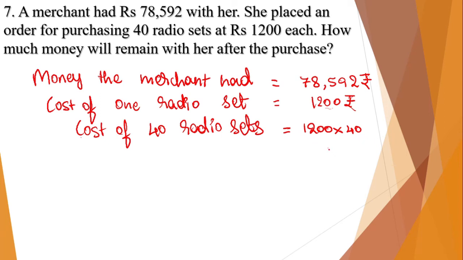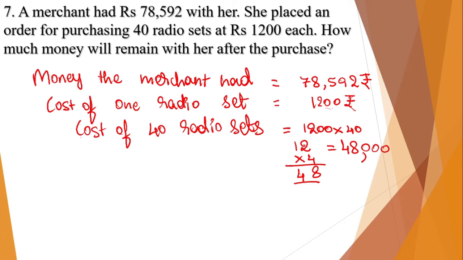So only 12 into 4 we should do. 4 2s is 8, and 4 1s is 4. So we will get 48. Now for 48, we should add the 3 zeros which we ignored. After adding 3 zeros, we got our answer as 48,000. Now we should do 78,592 minus 48,000. Then we will get our answer, the remaining money, right?